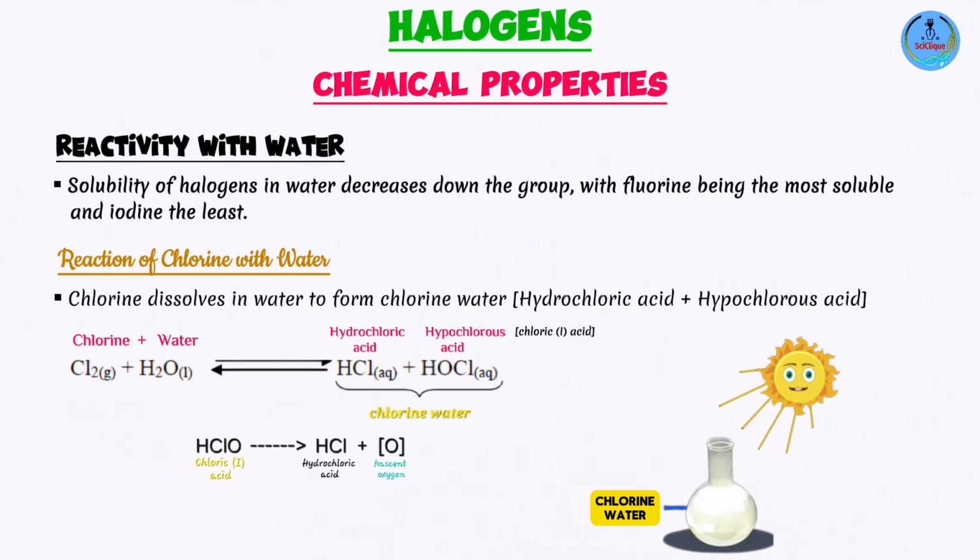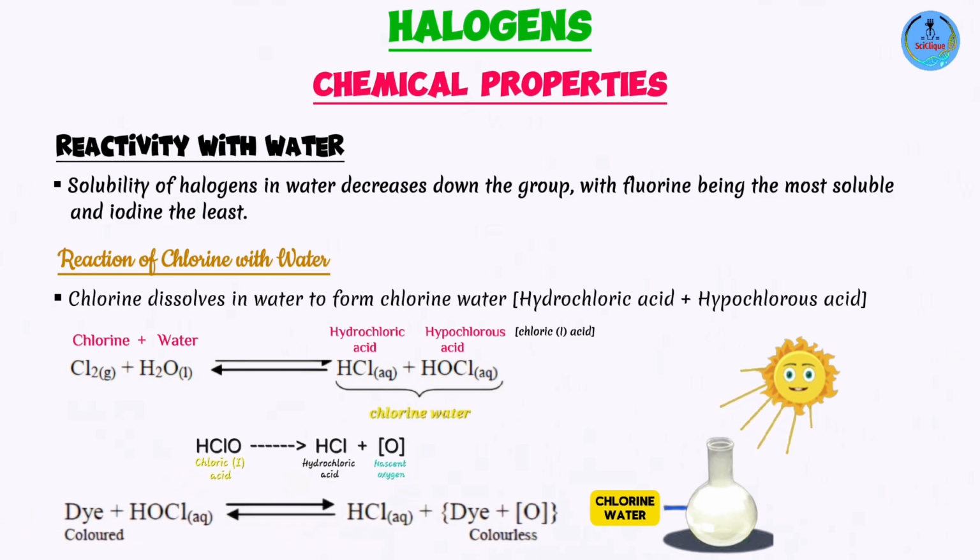Now, let's talk about the mechanism. How does this work? So again, when chlorine gas dissolves in water, it forms chlorine water. This contains the following two acids. What did we say about chloric 1 acid? It's unstable, it breaks down, leading to the formation of hydrochloric acid and an atom of oxygen. Now, this is what we are interested in, the atom of oxygen.